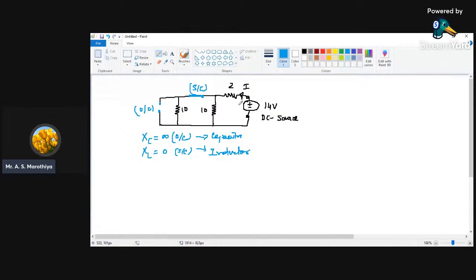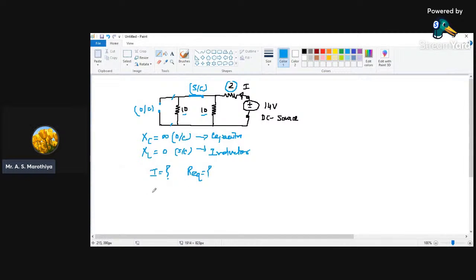Now let us try to find out what will be the equivalent resistance of this entire network. Now see here, this is open, so no need to consider this path. Now here we have this 10 which is connected in parallel with 10, and the effective value is connected in series with this 2 ohm resistor. So in order to calculate the value of I, first of all we are going to calculate the value of R equivalent of this network.